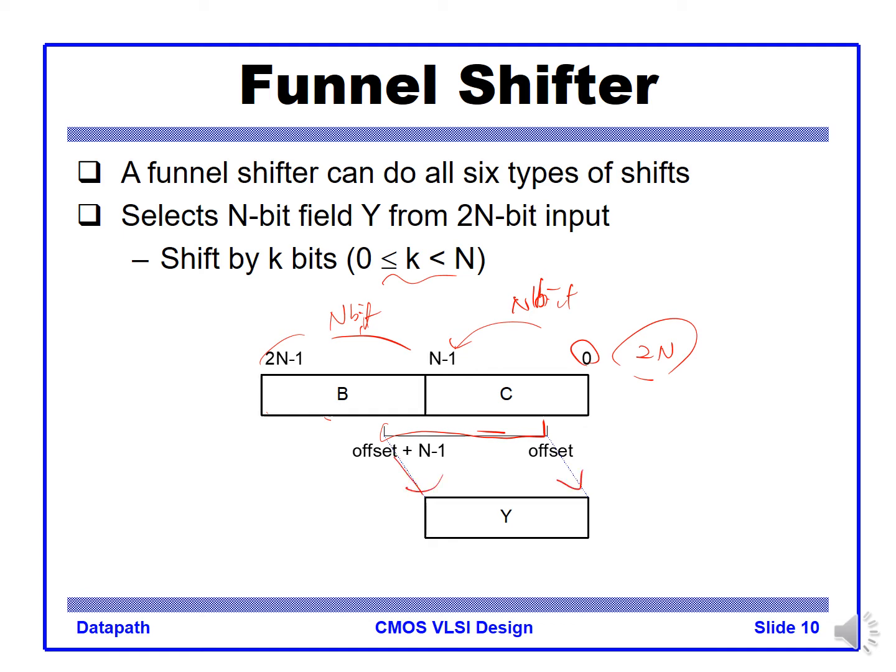Then we can implement all different kinds of shift operations by adjusting the offset, right, from the left or from the right to the left. How much offset is there? So we give the offset as an input, then we select the bits from the input B and C. We will see the example in the next slide.